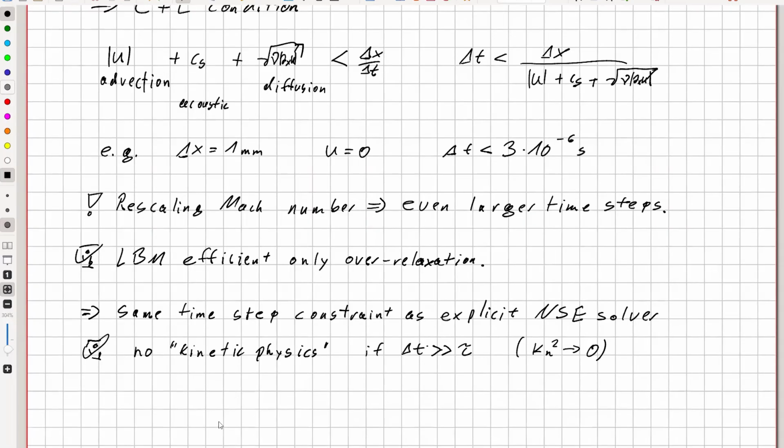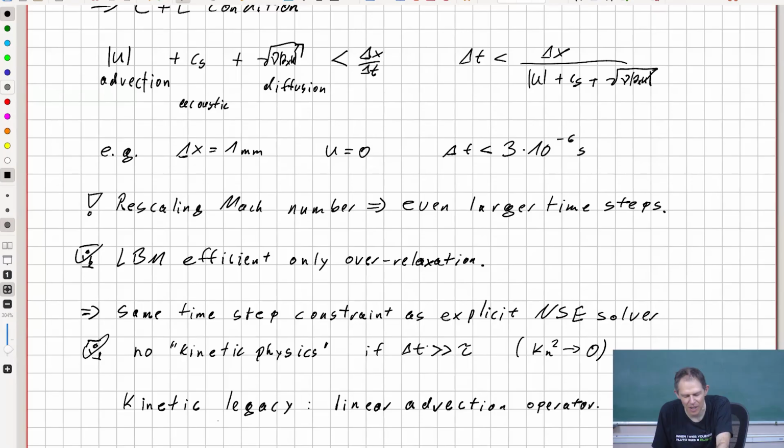So there is one kinetic legacy in our model that's quite interesting and distinguishes it from most Navier-Stokes solvers, and this is the linear advection operator. So this can sometimes be useful. Yeah. So in Navier-Stokes we have a nonlinear advection operator. Here we have a linear advection operator.